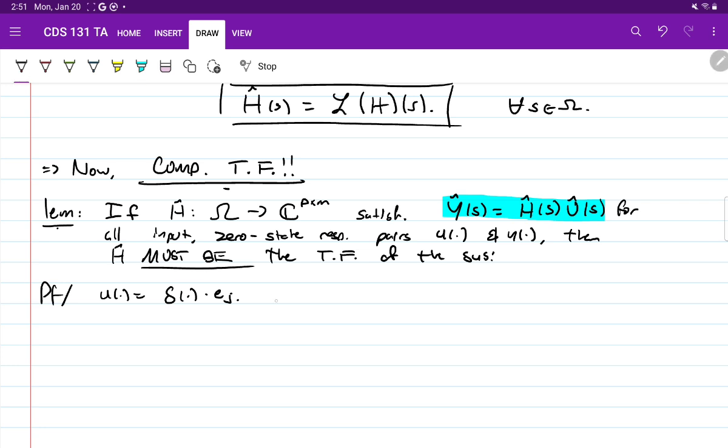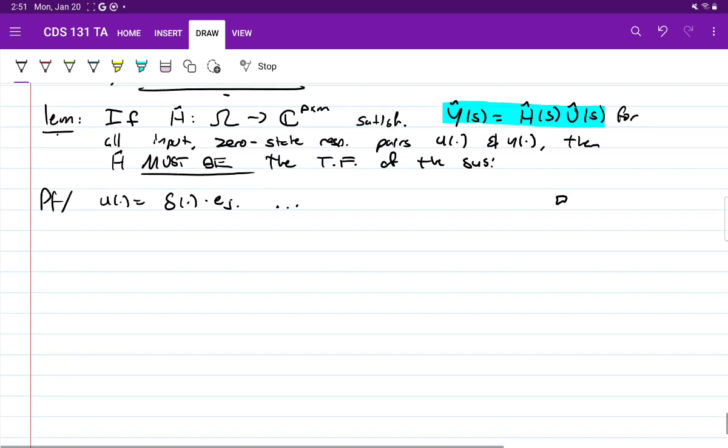Okay, so you can go ahead and work out the details over here. It shouldn't take you too long to do. Okay, so using this basic characterization as the function which satisfies y equals h times u, we can work out what the transfer function for a continuous time LTI system is.